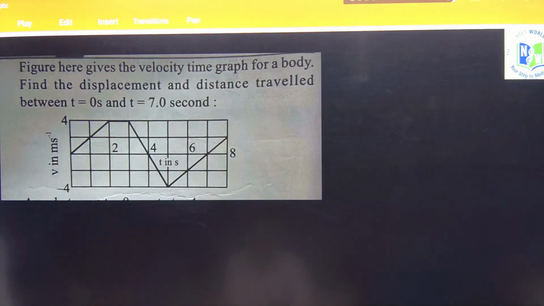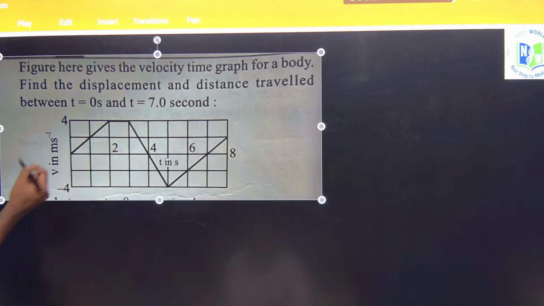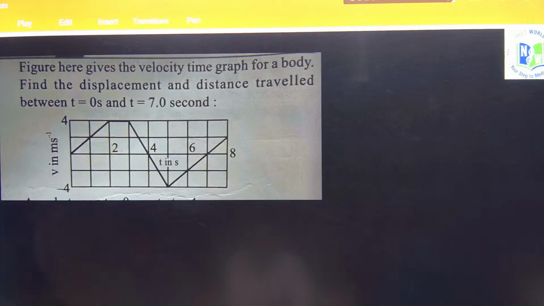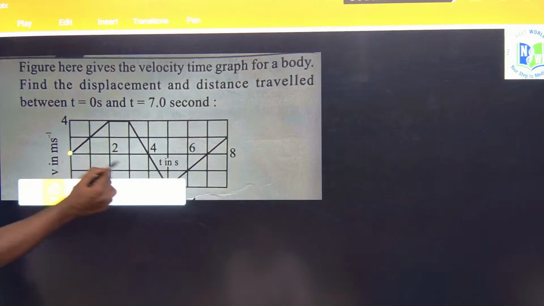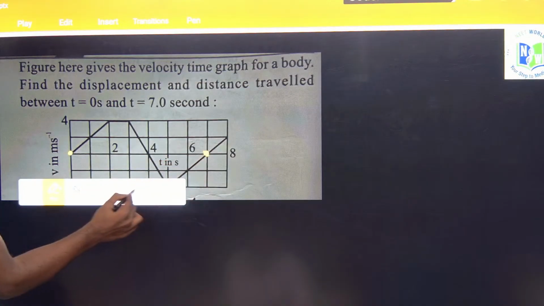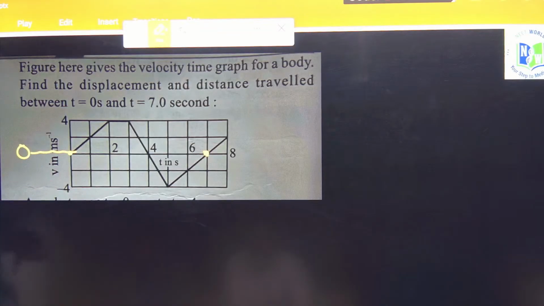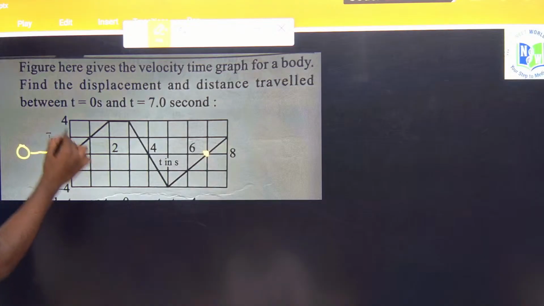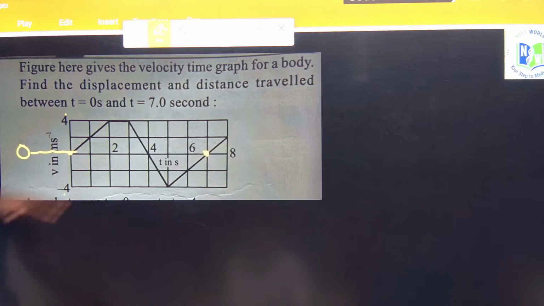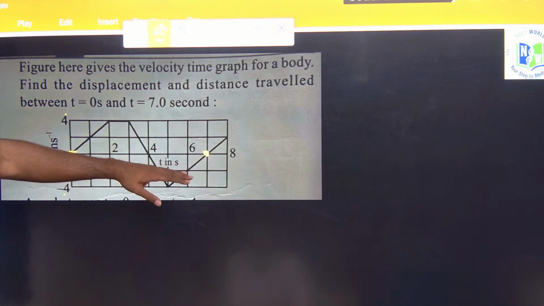So there is a second question here. The figure gives the velocity time graph for a body. Find the displacement and distance travelled between 0 and 7 seconds. So 0 and 7 seconds, no? So from this point to this point I should find. If you see here, this is my origin 0, the horizontal line. So this is 4 and this is minus 4, right. So the upper part I should consider as positive, the lower part as negative.